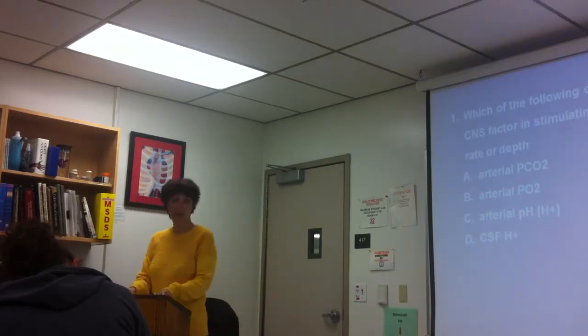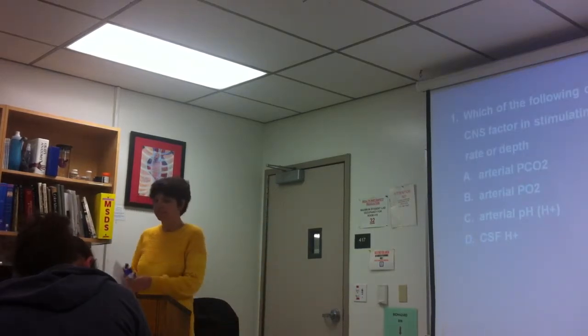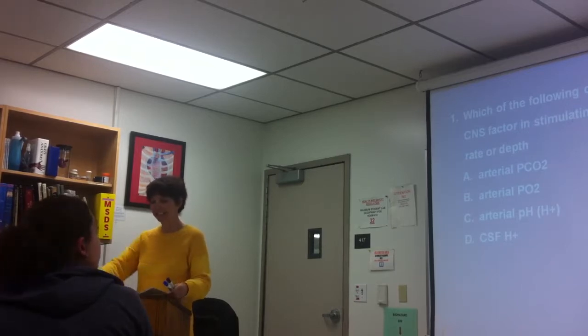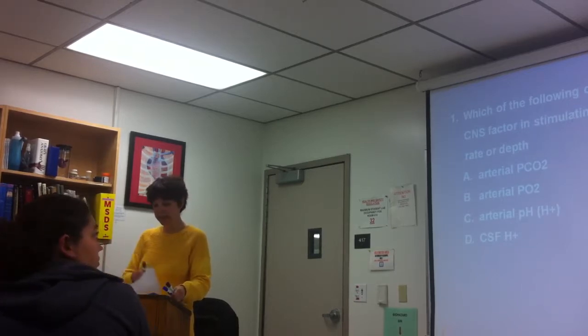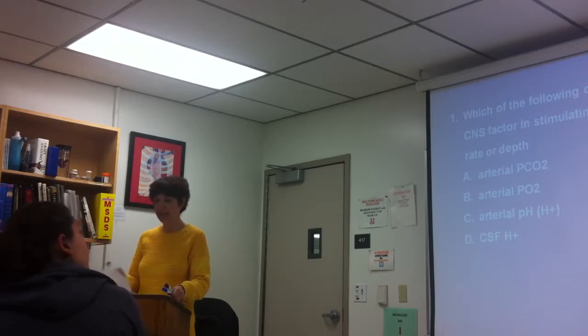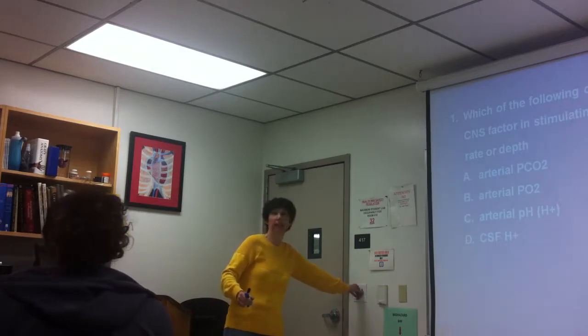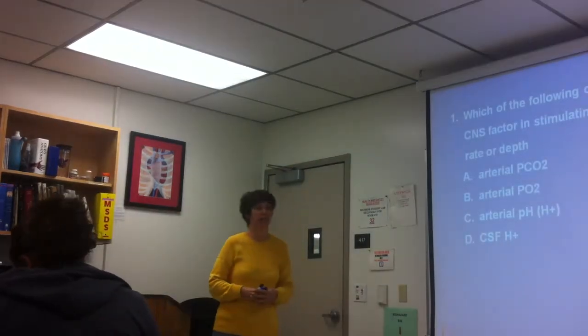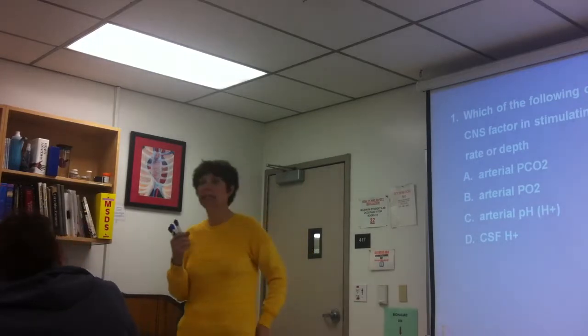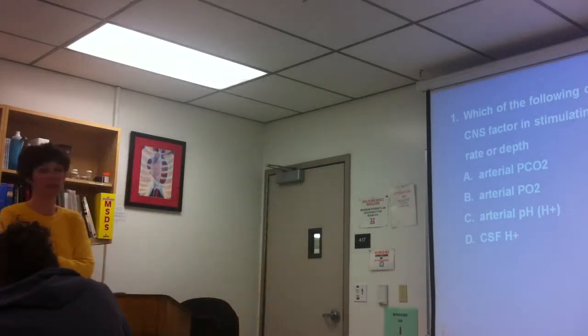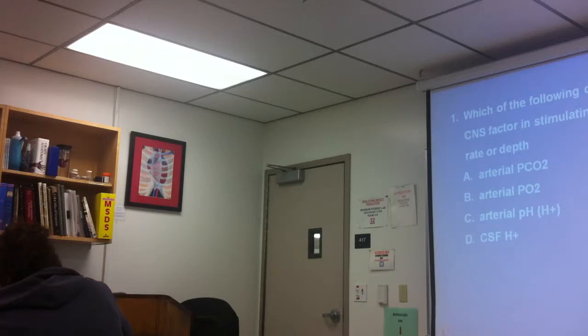All right, so moving over, I was going to say the word shift, but that might be an overuse of the word. Moving to the control of respiration on page 70-72. So here's a question to kind of prime your thinking process. Which of the following chemicals is the primary central nervous system factor in stimulating a change in respiratory rate or depth? Okay, A, arterial PCO2. Yes, to a point.